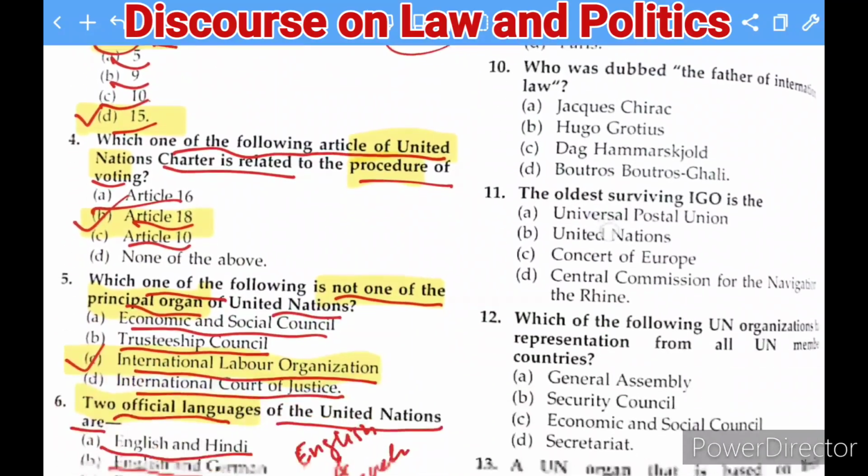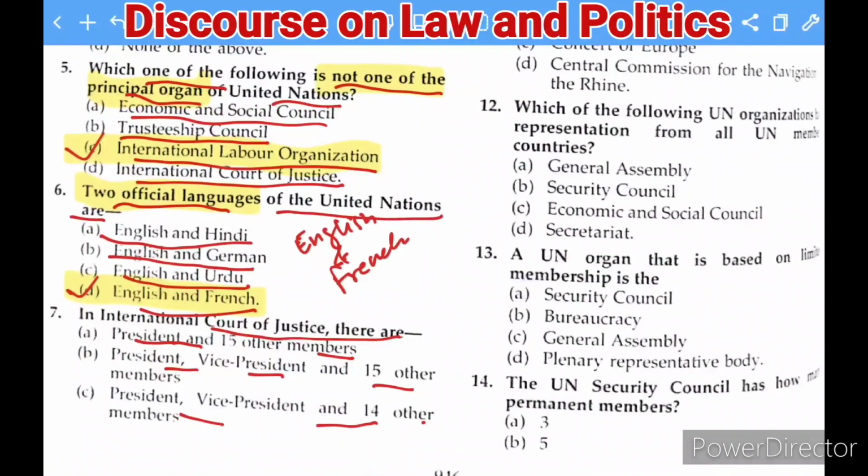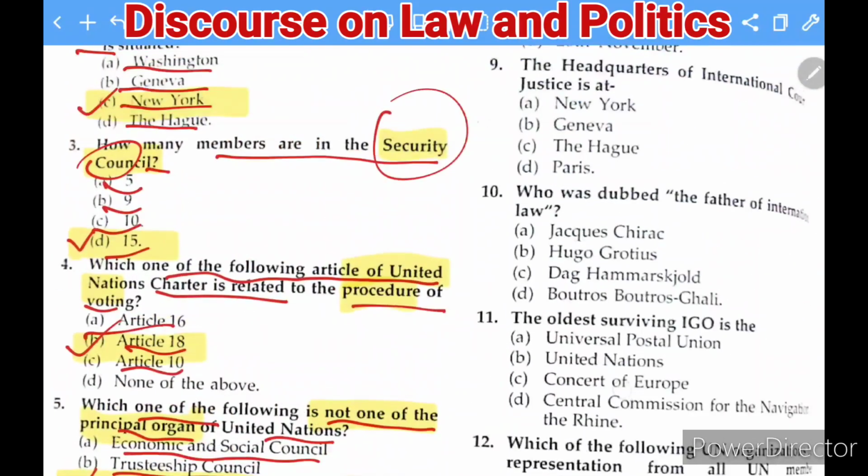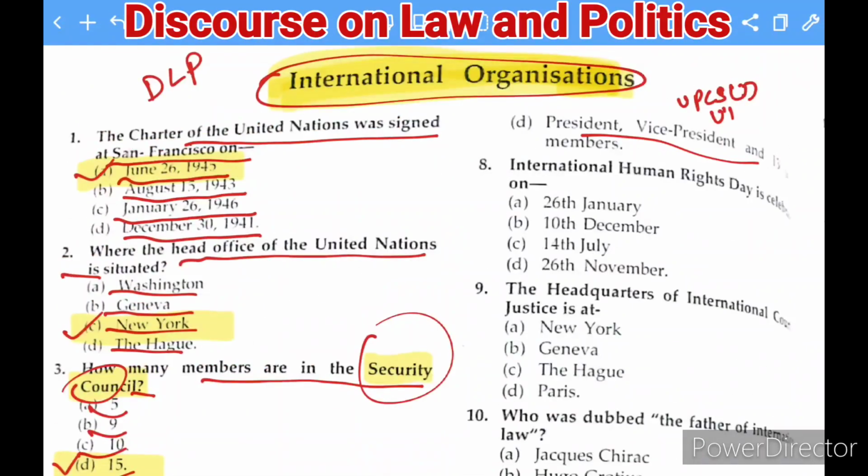So my dear friends, the total number of members who are part of the International Court of Justice is 15. If you calculate here, the president and other members would be 16. Now in the last option, president, vice president and 13 members, it will be only 15 members. So this is the right answer which you can find.